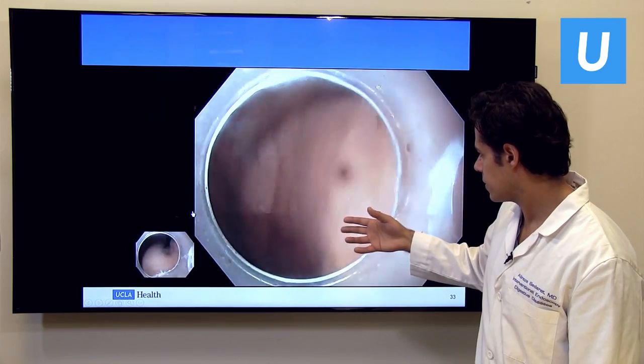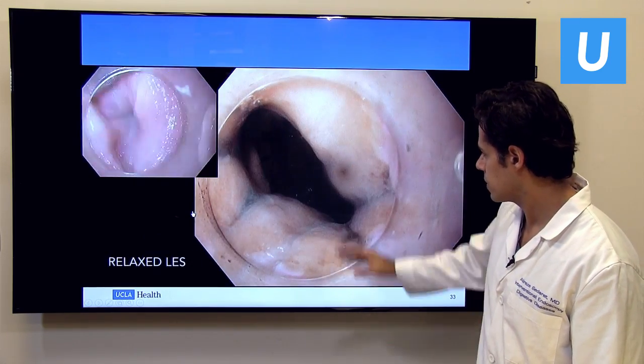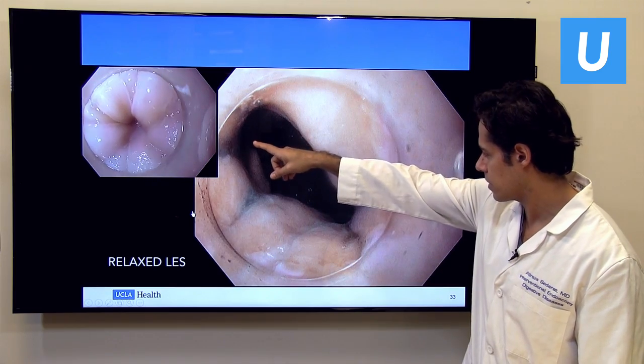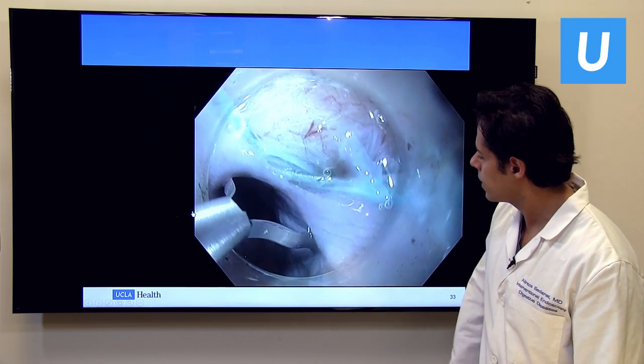We can go down now into the esophagus, and you can compare now how open this is compared to what it used to be. This is nice open. It used to be nice and spastic like that. Now after the myotomy, it's open. So you can imagine before food couldn't go down, and now it can.